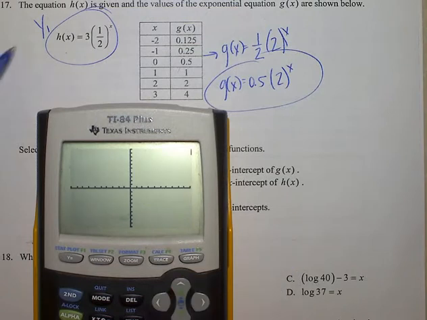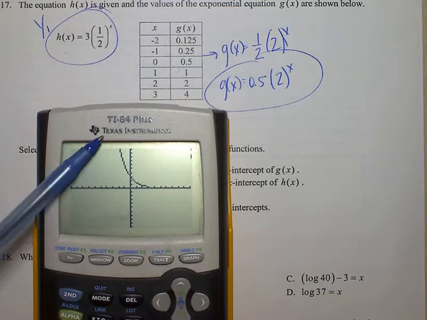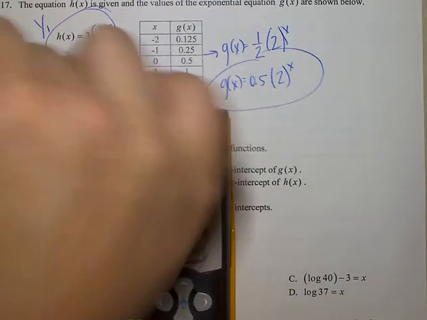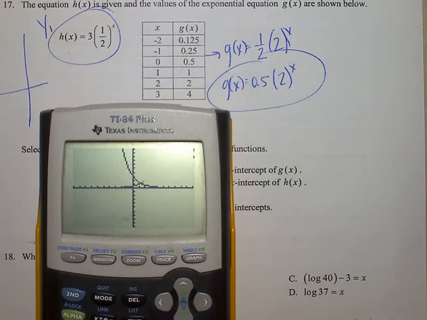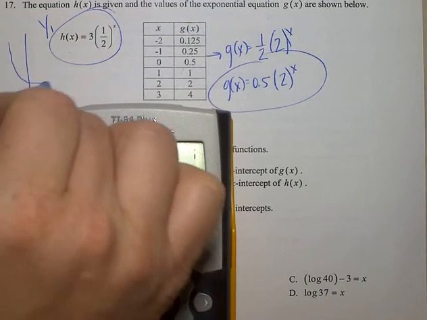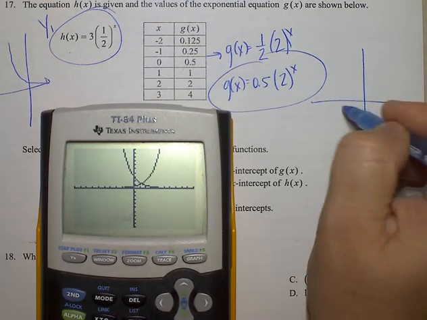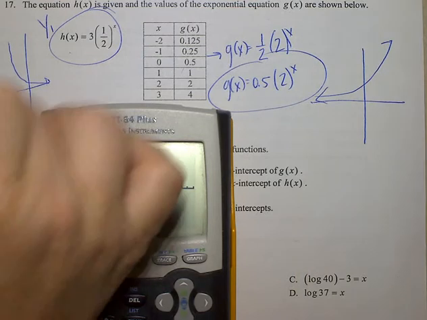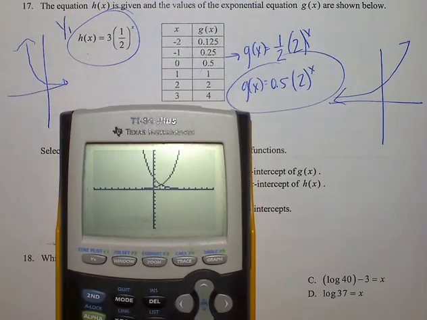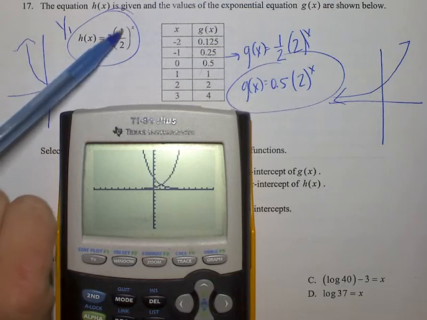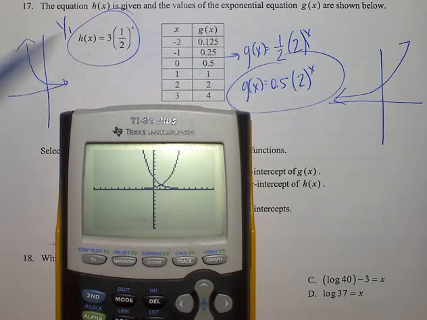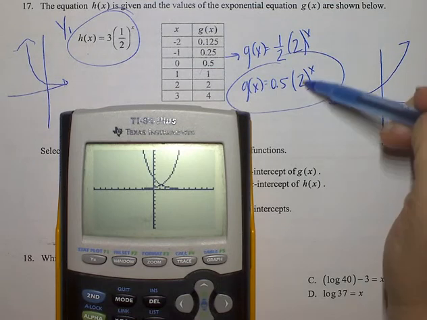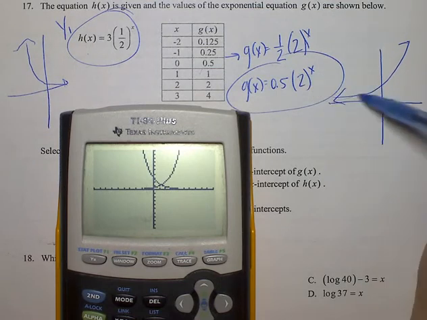Here's h of x first. H of x is going down. I just don't want there to be any confusion. H of x is going downwards, and g of x is going upwards. Now, how could we have predicted that by simply seeing the equations? Because this rate is between 0 and 1, this is a decay function, so it's going downwards from left to right. And because this rate is greater than 1, it's growth. It's rising from left to right.